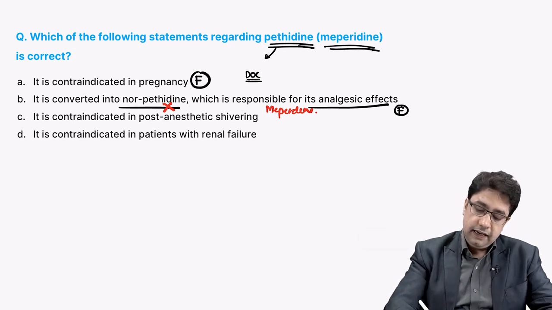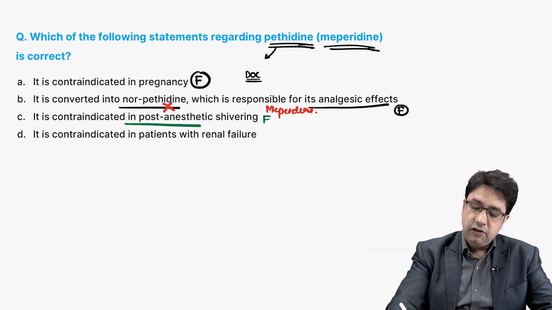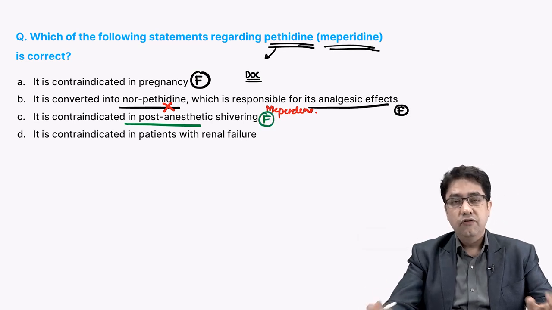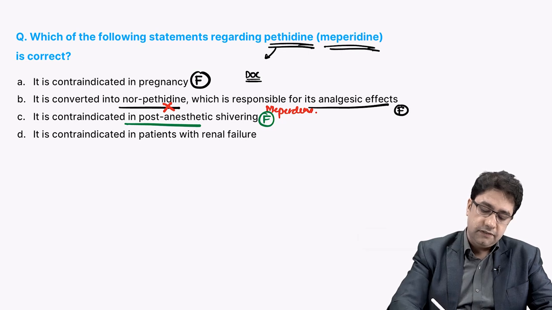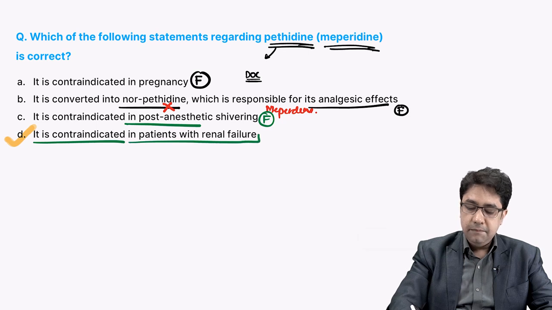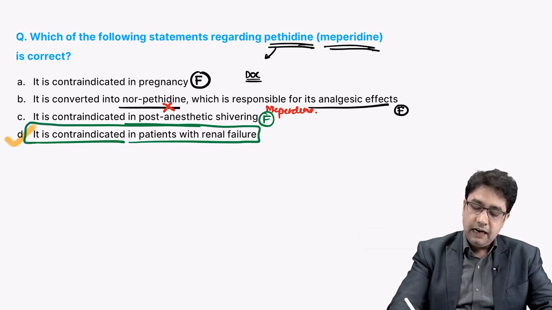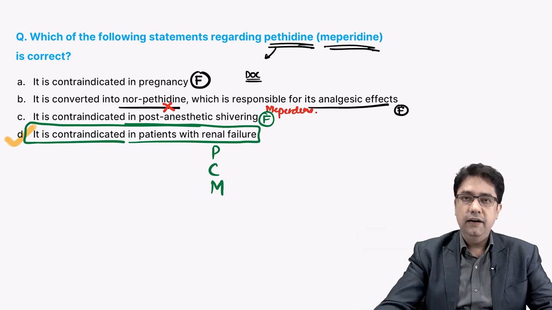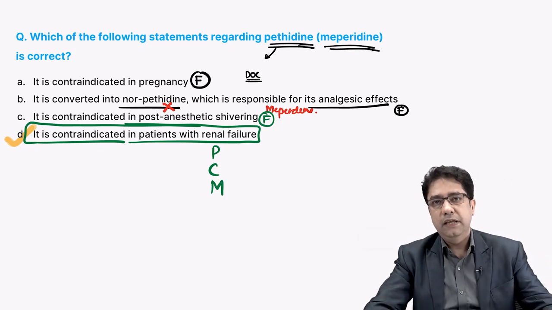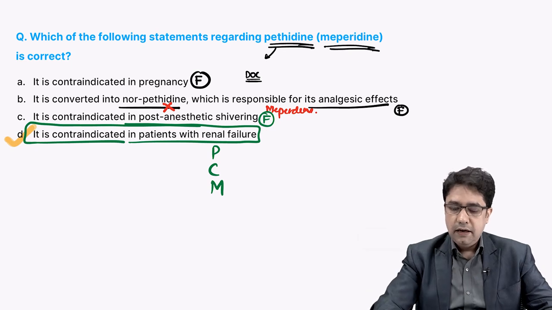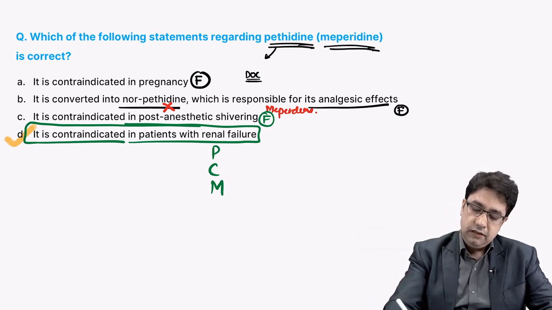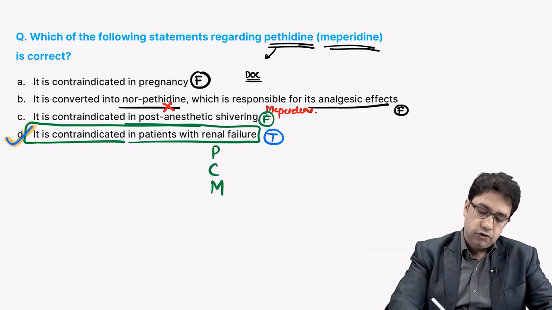It is contraindicated in post-anesthetic shivering. False. It is the drug of choice for the treatment of post-anesthetic shivering. It is contraindicated in patients of renal failure. And we discussed the 3 opioids contraindicated in renal failure were P for pethidine, C for codeine, and M for morphine. So, the fourth option is a true statement.